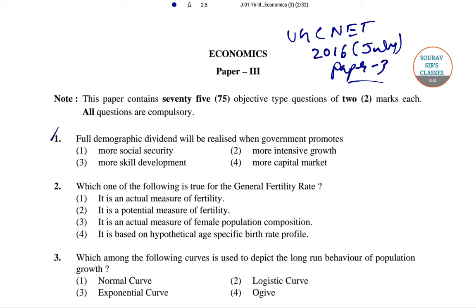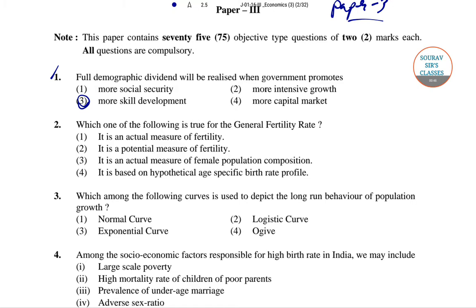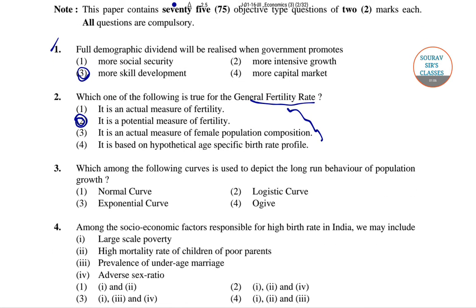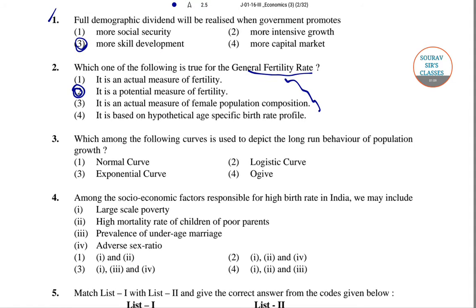So in question number 1 it is given, find demographic dividend will be realized when government promotes. 4 options are given, out of which we know the right answer would be more skill development. Now we'll go to the next question, which is question number 2. In question number 2 it is given, which one of the following is true for general fertility rate? We have 4 options in our hand. For question number 2, we know it is a potential measure of fertility. So option 2. Now we'll come to the next question, question number 3.